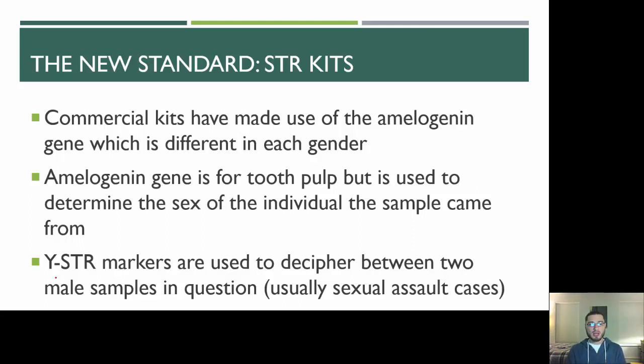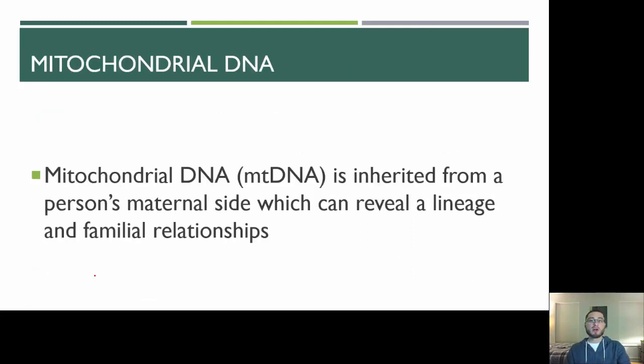We also can do a YSTR marker, which is going to be used to decipher between 2 male samples. We're looking at the Y chromosome, and we're telling, all right, who's what. So if we have these samples and we want to know who did it come from, all right, we can look at the Y chromosome. We know it came from 2 different males. We can look at the Y chromosome and figure out which person did this sample come from.